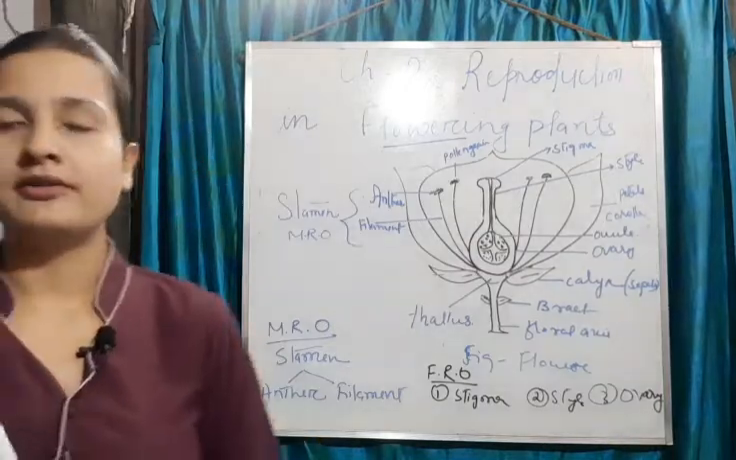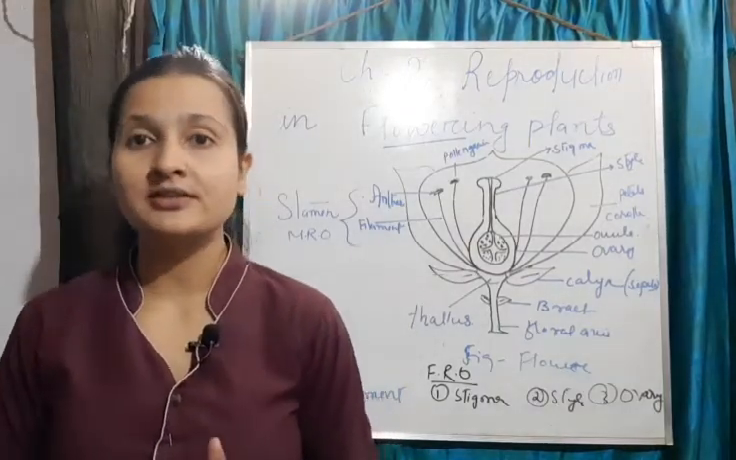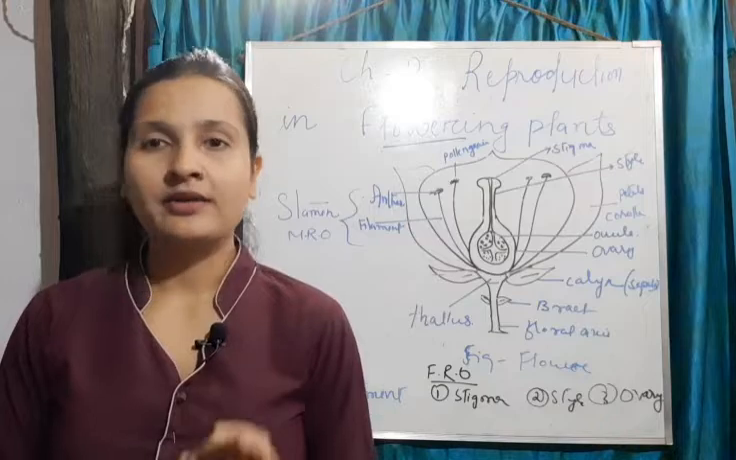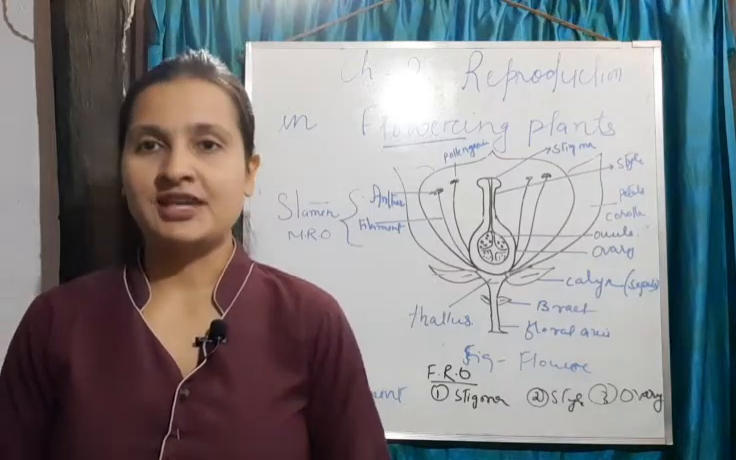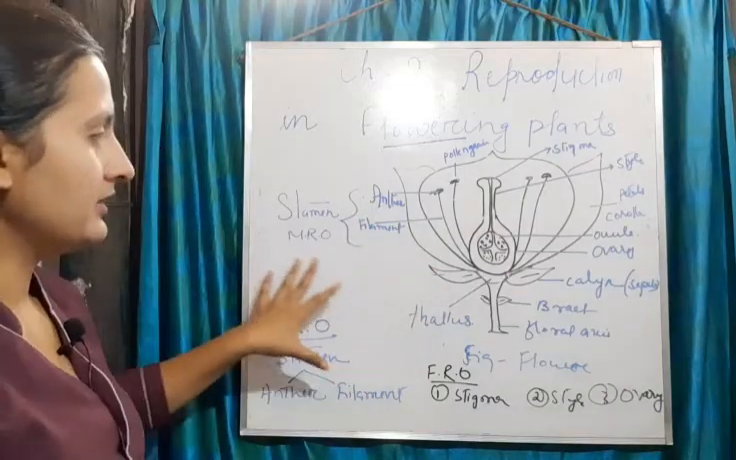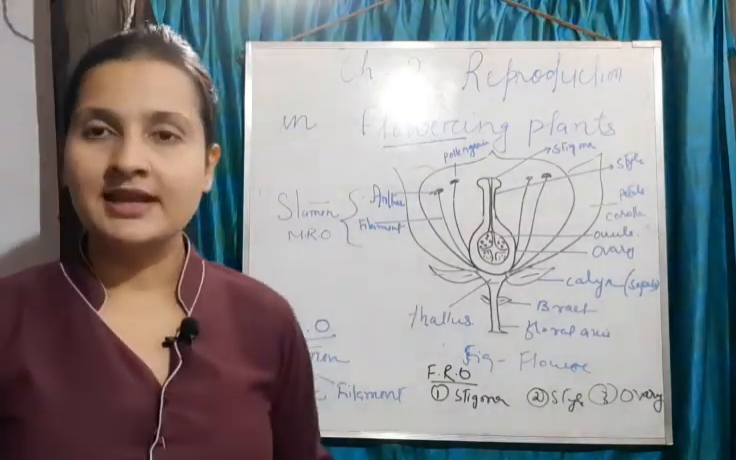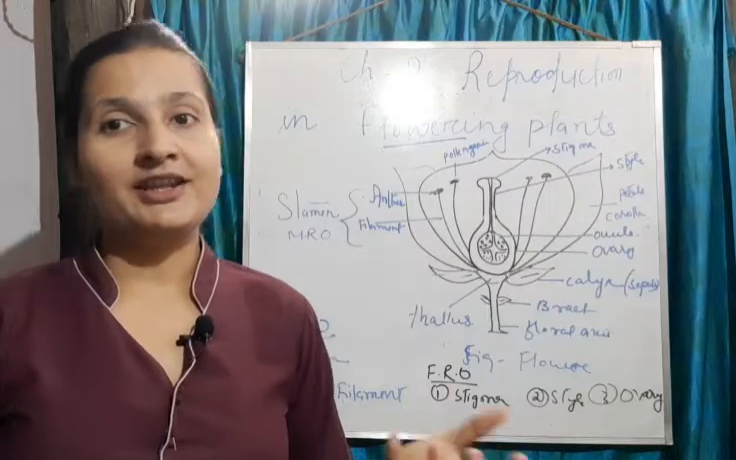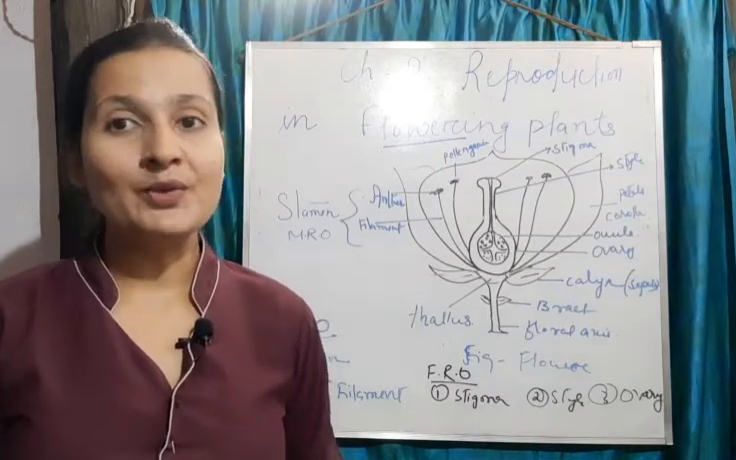Now, what is a flower? A flower is a reproductive part of a plant. A flower is a result of fertilization. All right, now this flower is divided into 4 whorls. Up to class 10th, we learned about the parts of flowers, right? Now we will say whorls.